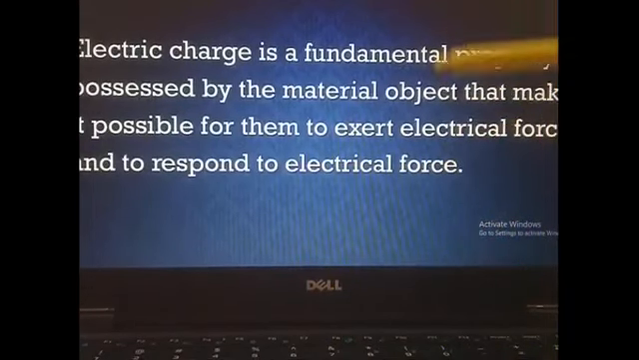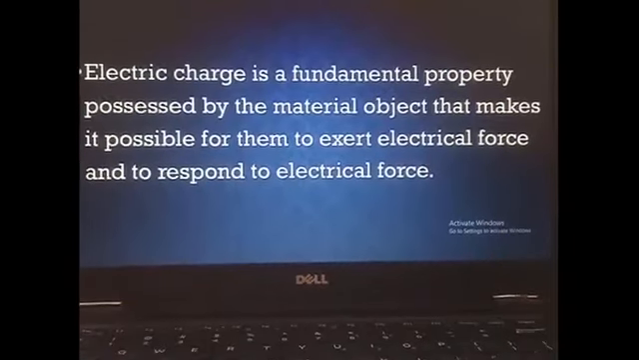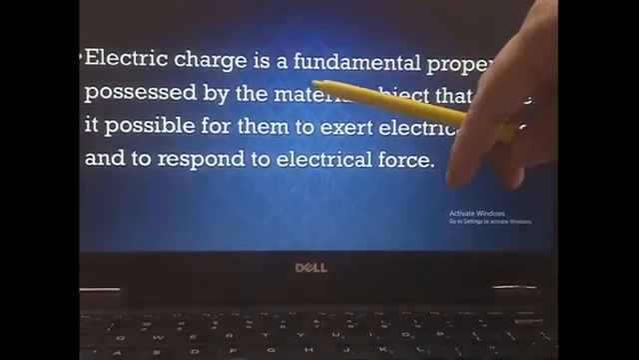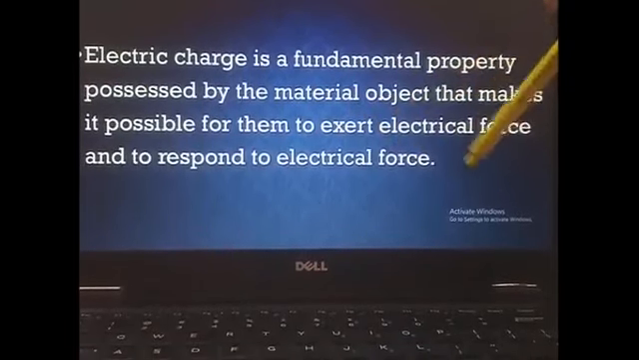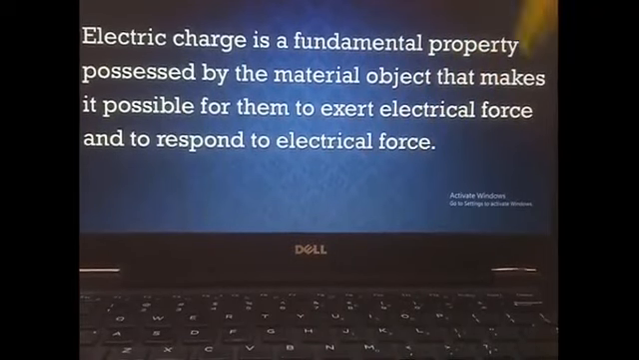Or we can also say that electric charge is a fundamental property possessed by a material object that makes it possible for it to exert electrical force and to respond to the electrical force applied by other material.